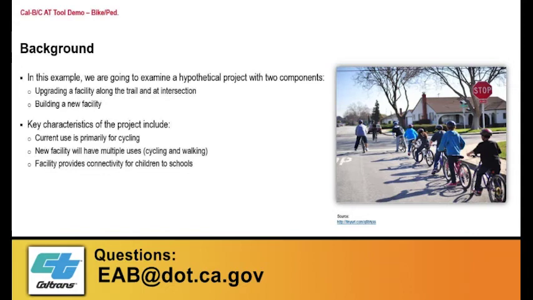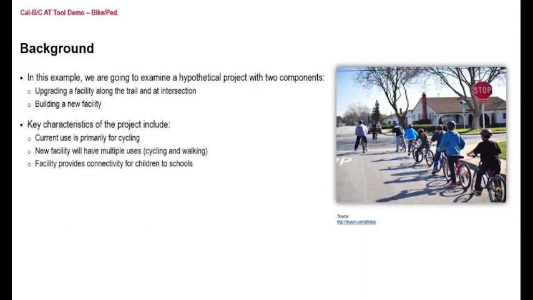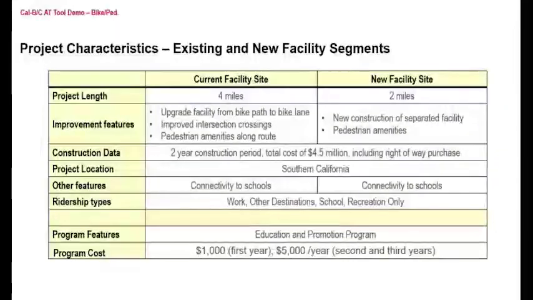So the route is currently used primarily for cycling. It is a multi-use trail, but it's not used as much by pedestrians currently. The new facility, we think, because of the way we've connected the facility, we're actually going to attract some pedestrians now to the facility that we hadn't before. And the project provides connectivity for children to local schools. So, there is a safe routes to school component of this project as well. So this is a table that describes a little bit more about this particular example.